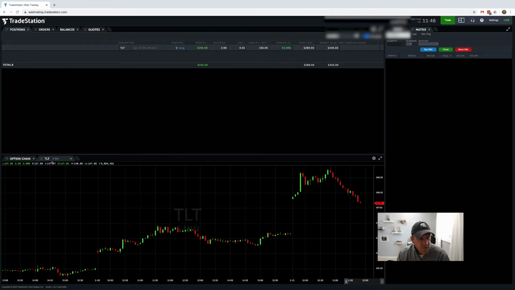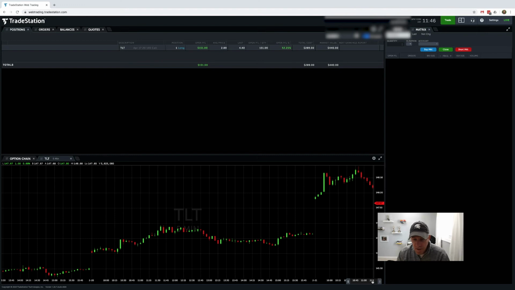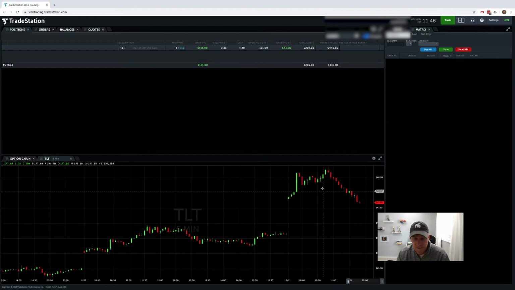I pulled up the graph here of our stock ticker symbol TLT from the other day. You can see here, I zoomed in, how it went way up this morning and has actually been dropping a little bit the past hour or two, which obviously happens throughout the day with the stock market.